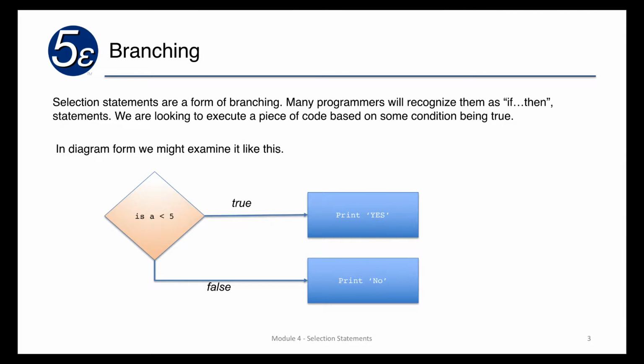Programmers will recognize them if you've done other programming languages, an if-then statement. If we're looking to execute some code based on a condition being true, we test the condition. If it's true, then we'll execute a group of code, or we'll call methods or do something along those lines. And if it's false, we'll skip that code entirely. So this is what it kind of looks like from a diagram perspective.